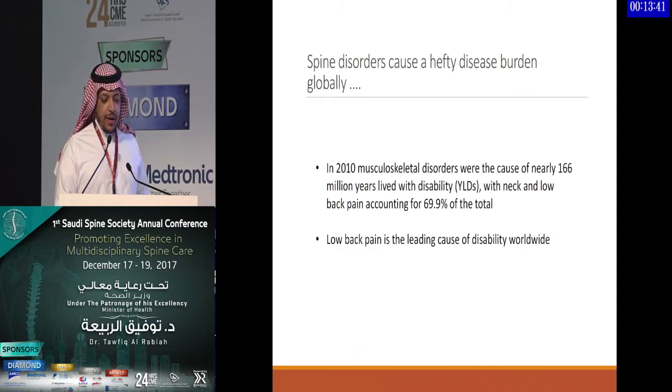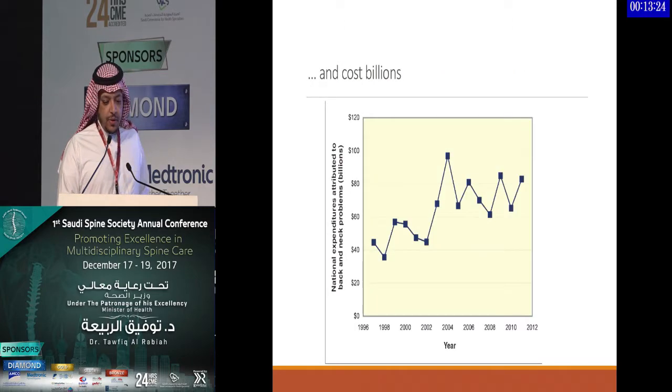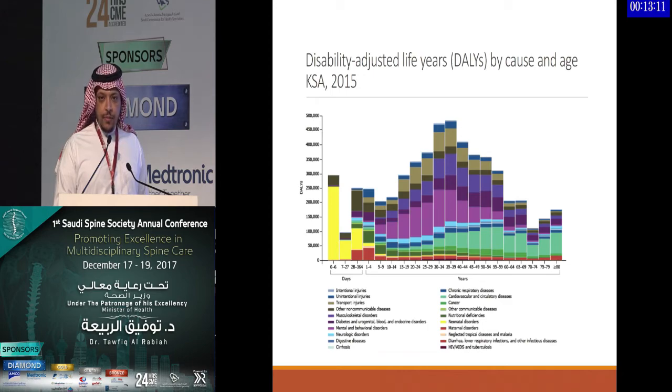Obviously, spine disorders are a cause of significant disease burden across the world. Musculoskeletal diseases contribute significantly to burden of disease and result in a significant number of years lost to disability. And back pain is one of the major causes of disability. Obviously, the cost for this is in the billions. These are the numbers from the U.S. And the case is similar in Saudi.